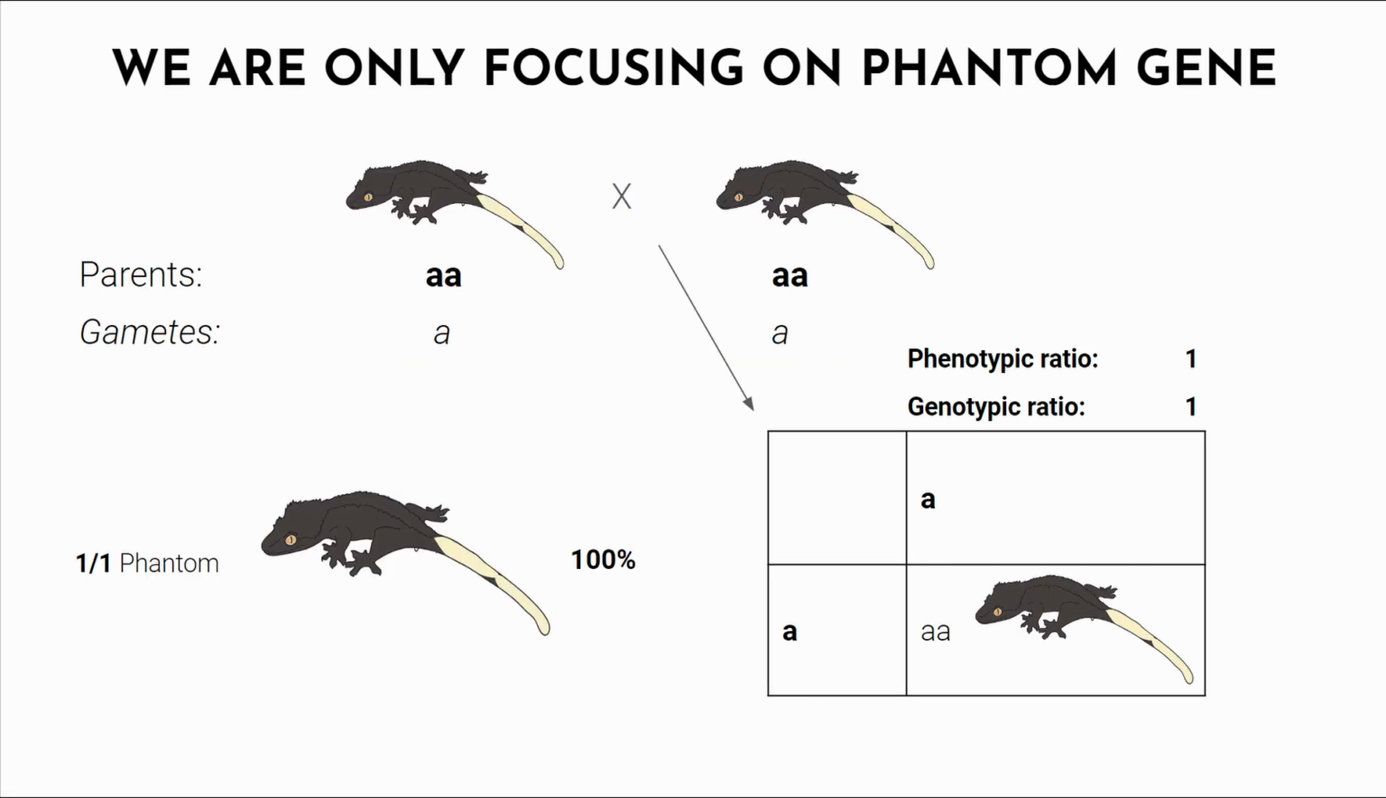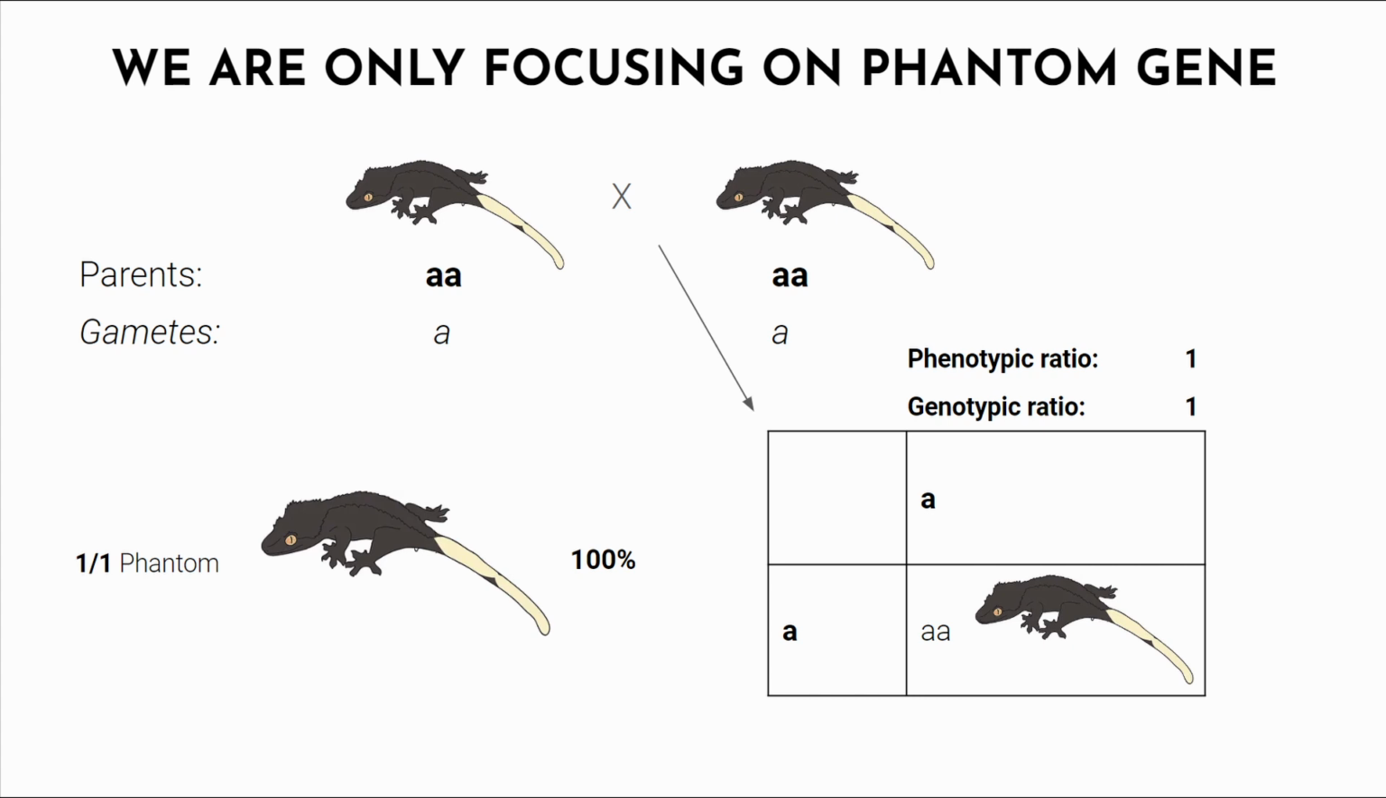Now let's take a look at recessive mutations. For the recessive mutation, we are only going to be focusing on the phantom gene. There are lily whites here just for illustration, but we are not focusing on the lily whites, okay? The only gene that we're focusing on right now is the phantom gene. In the first slide, there are no lily whites, but you will see them further on.